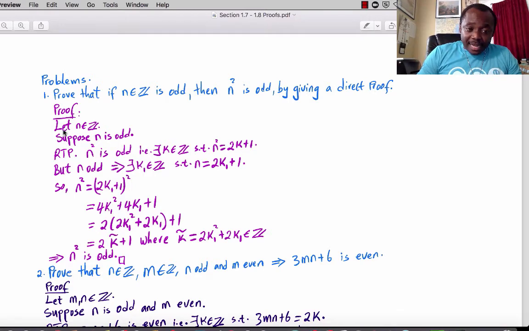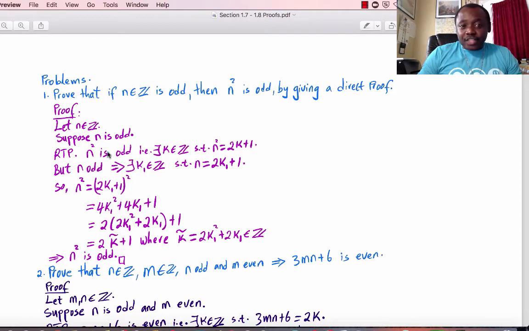Let's start. You say let n be an integer. Suppose n is odd. What have we done? We have assumed P. Now we're going to use definitions, theorems, axioms, lemmas, propositions, rules of inference, whatever is available to us to prove that n squared is odd. Okay? So this is the format I need you to follow when executing proofs in this class. Let n be an integer. Suppose n is odd. Required to prove, RTP, n squared is odd. It's always important to write this down. If you do not know where you're going, you wouldn't know when you get there.